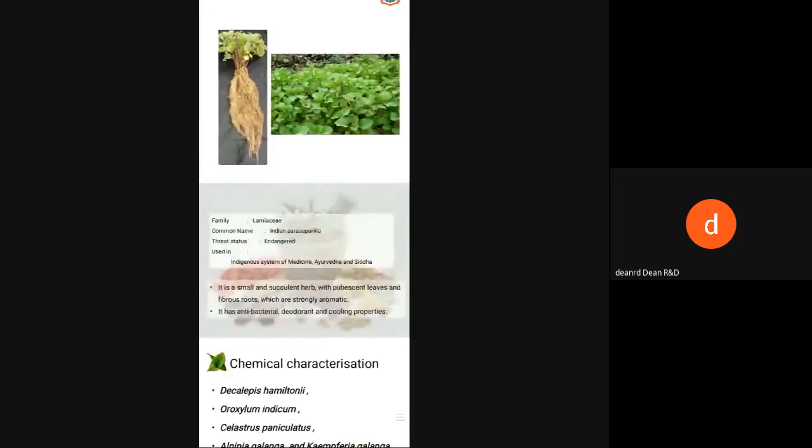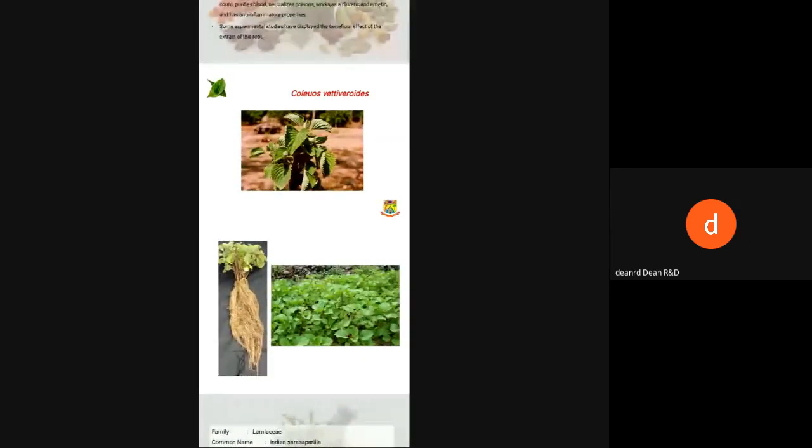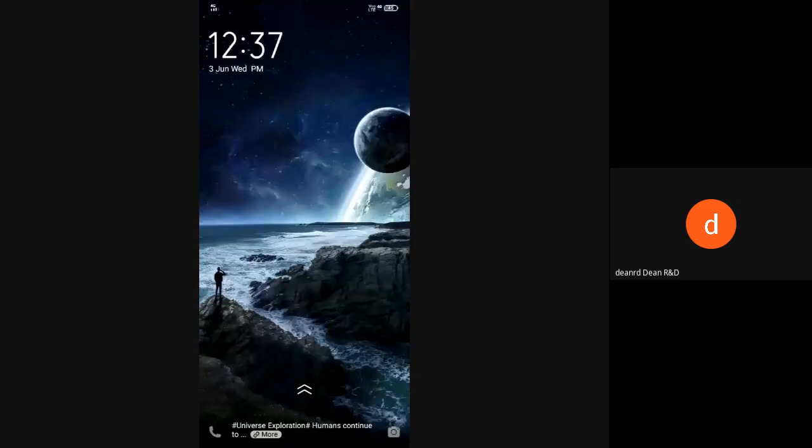Then the next one is Coleus vetiviroides. This is another important species which has a very small presence in the pockets nearby the Poliron river banks. The roots, especially, are being used in this case. It is again an endangered indigenous species, a small succulent herb with pubescent leaves, where the fibrous roots are strongly aromatic. It is antibacterial, deodorant, as well as having cooling properties.